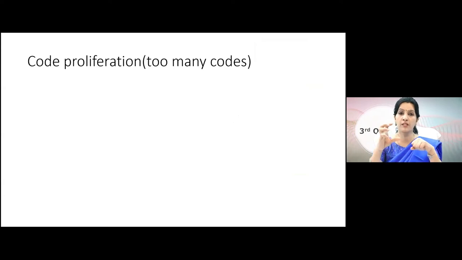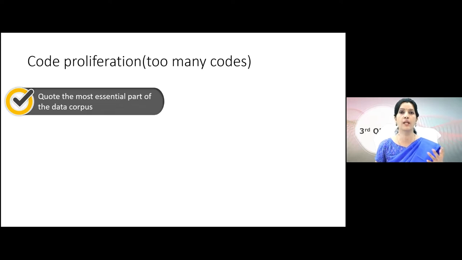The problem with splitting type of coding will be that there will be too many codes, because there are huge paragraphs, and if the verbatim is very rich, if the transcript is very rich, then there will be code proliferation. There will be too many codes. So how to tackle that problem? Because we don't want it to be lumper coding, and we don't want it to be splitting either. So you have to come in between. So how to deal with this problem of code proliferation?